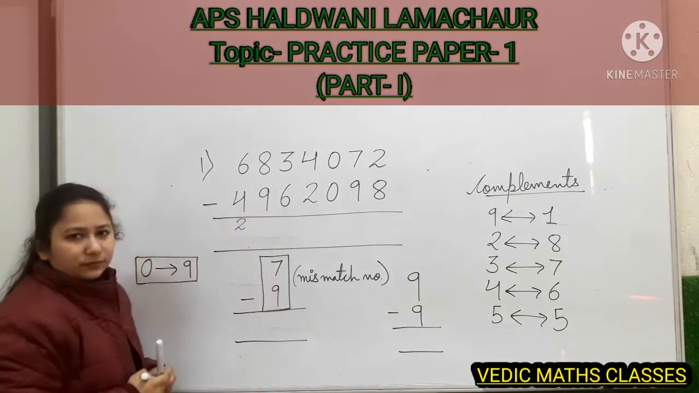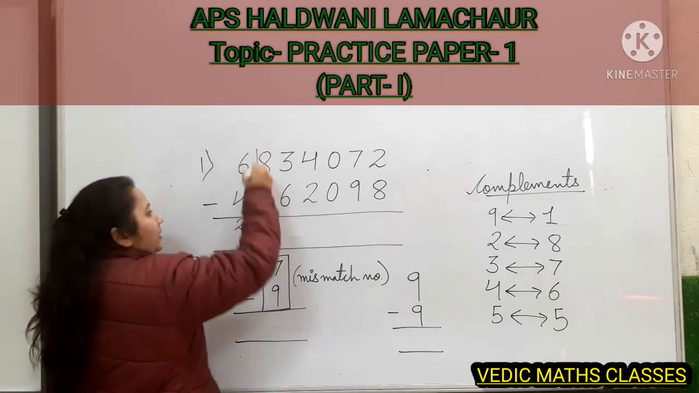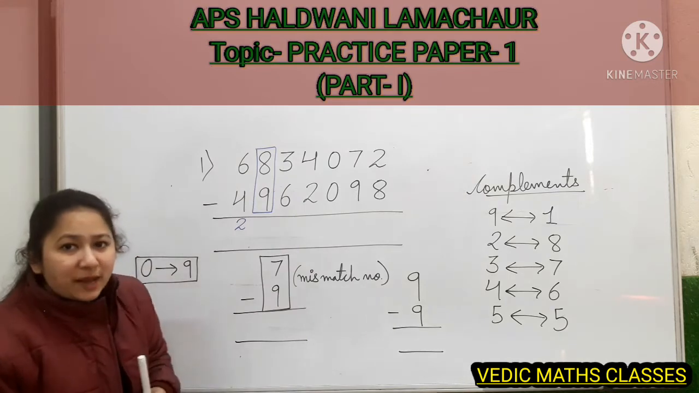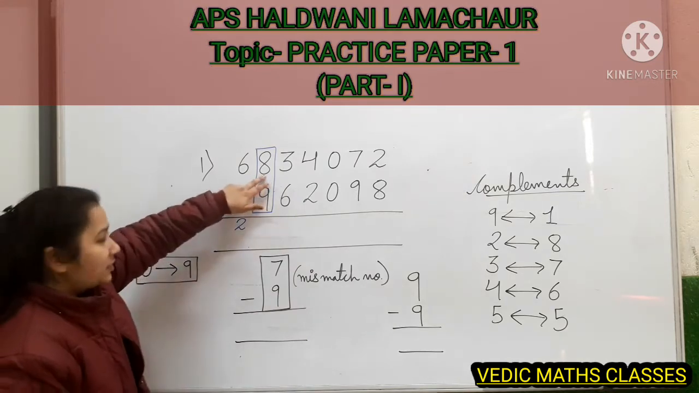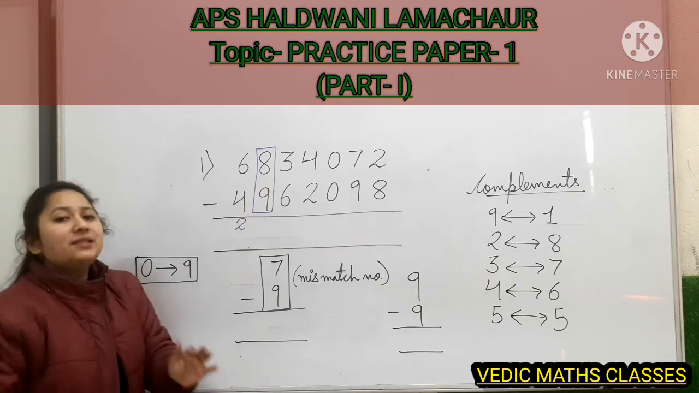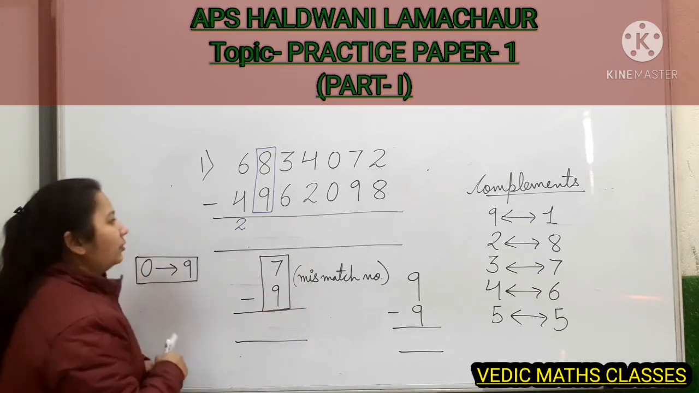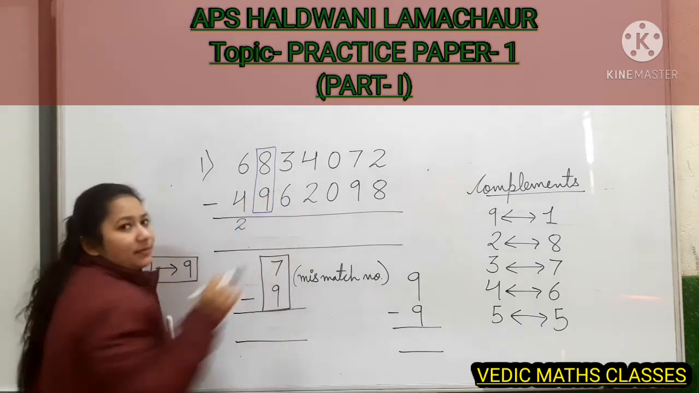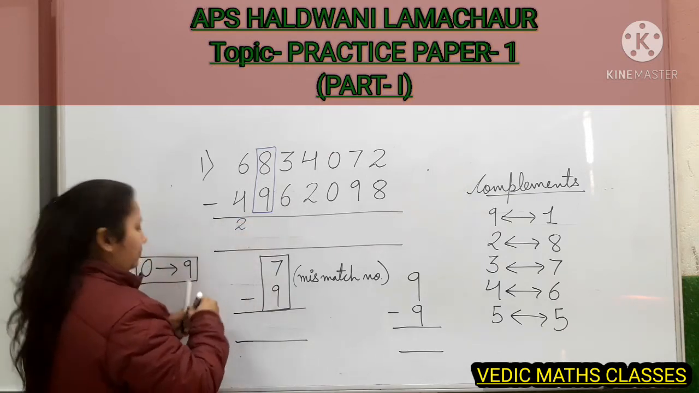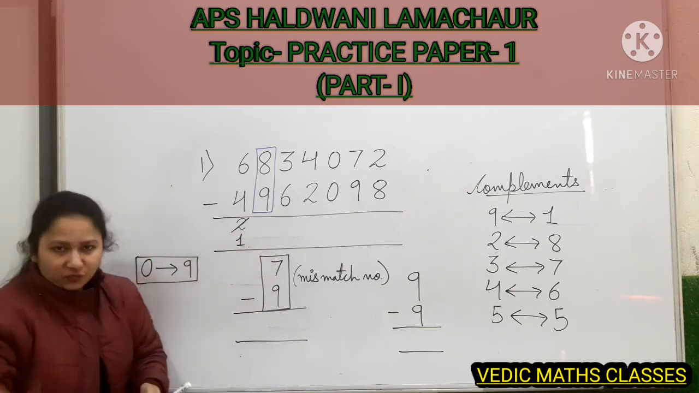Now, 6 minus 4 is 2. Now, you can see that your next number is a mismatch number. Now, you know what is the meaning of mismatch? When the up digit, or can say upper digit is less and the lower digit is more, means you can't subtract the number. Then it's a mismatch number. So, when your next number is a mismatch number, you subtract 1 from the previous number. So, 2 will become 1. Means 2 minus 1, 1.